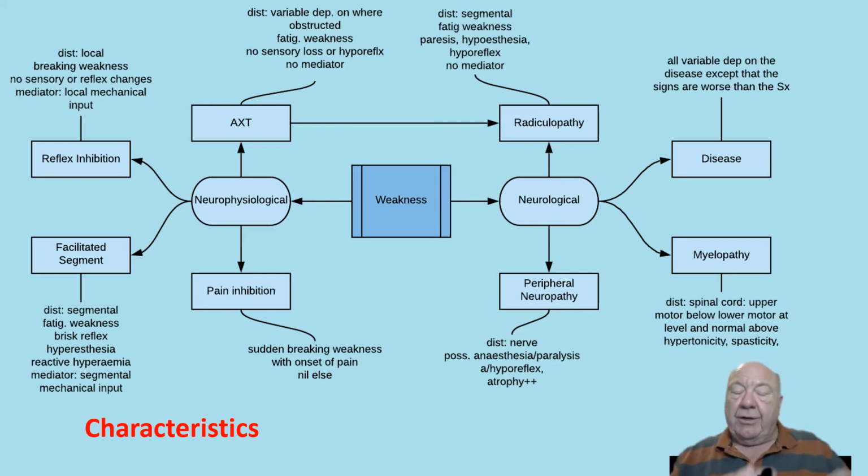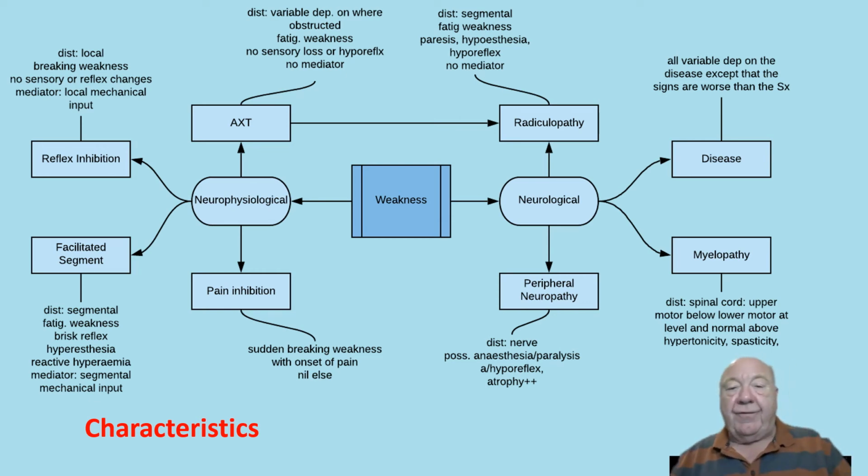So you're going to see the same things you see with a radiculopathy, but worse, generally speaking. Hypotonicity, hyporeflexia, hypoesthesia, moving into anesthesia, and paresis moving into paralysis. And the atrophy here is much worse than it is with a radiculopathy.